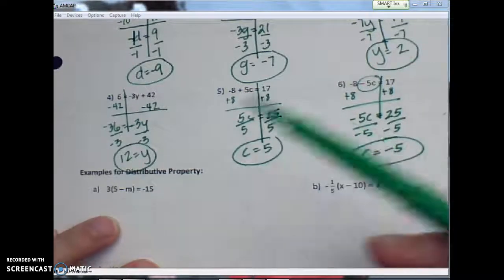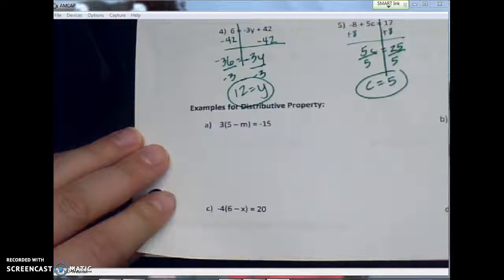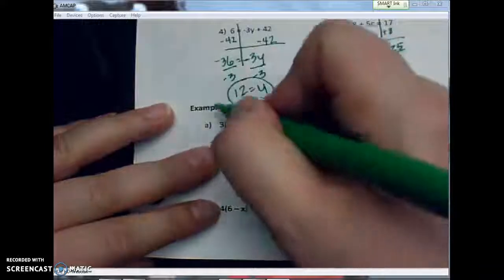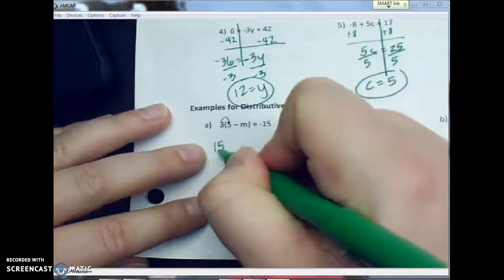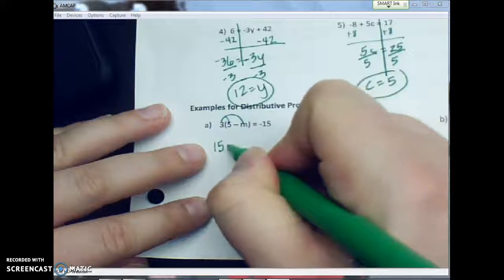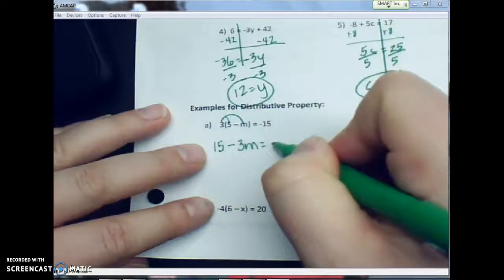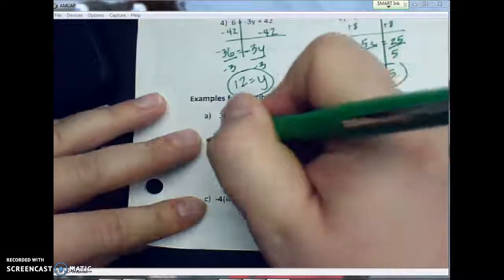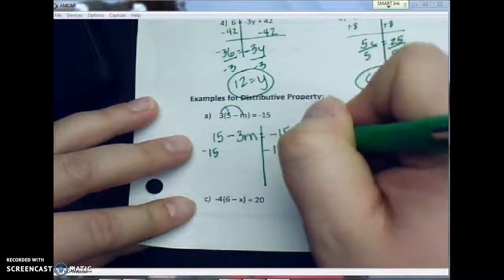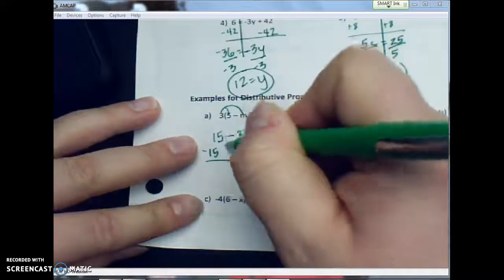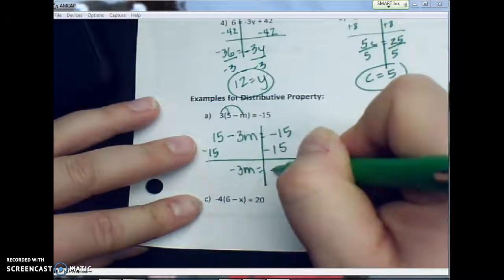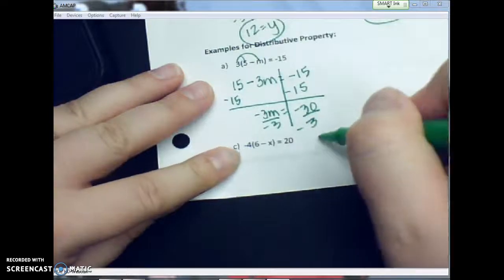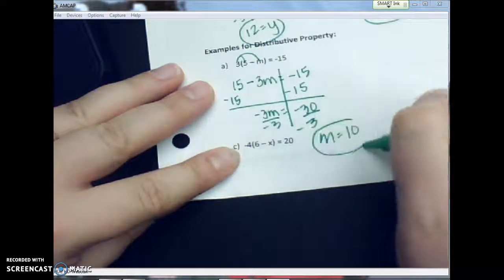So now as we come down here and look at some of these with distributive property, I just want to point out you do the exact same thing as you did on Monday. We're going to take 3 times 5, which is 15, and then 3 times a negative m, which is a minus 3m, equals a negative 15. And then you're going to go ahead and solve it just like you did above. We draw the line down. We subtract 15 from both sides. So we bring down this negative 3m equals negative 30, divide by a negative 3. So m would equal a positive 10.